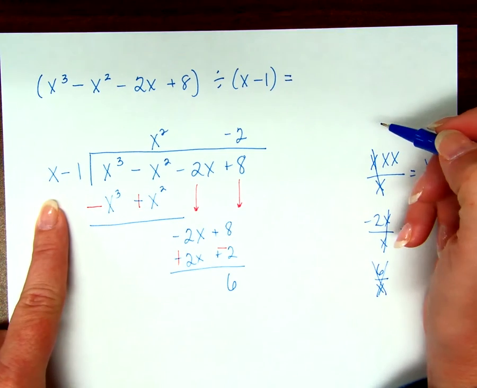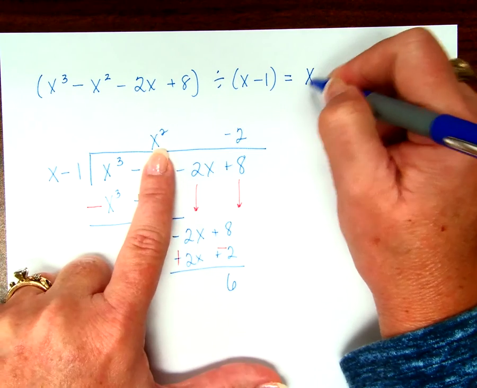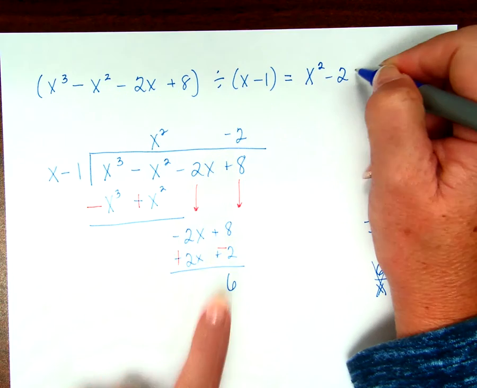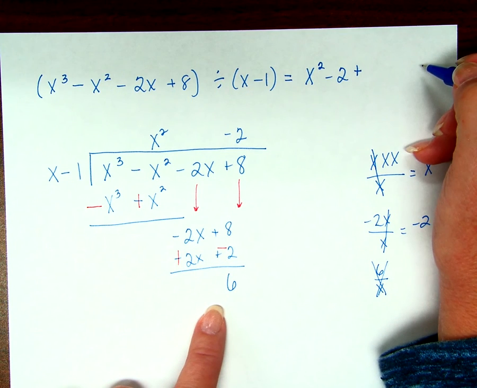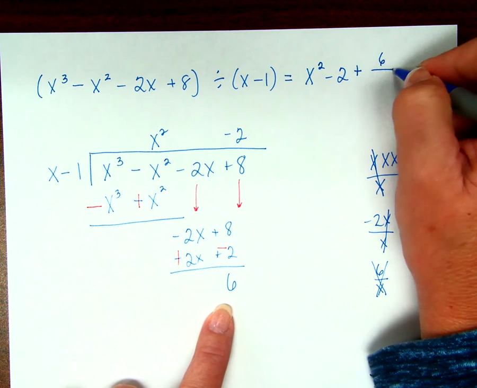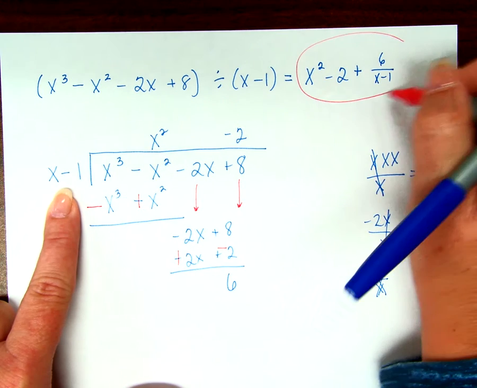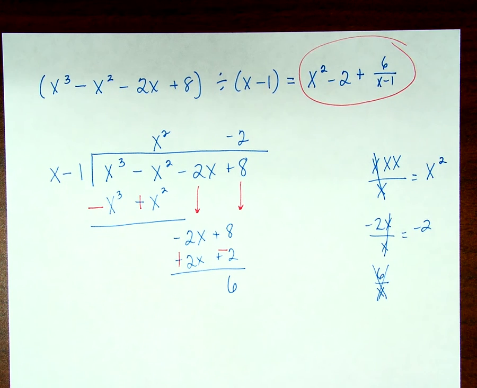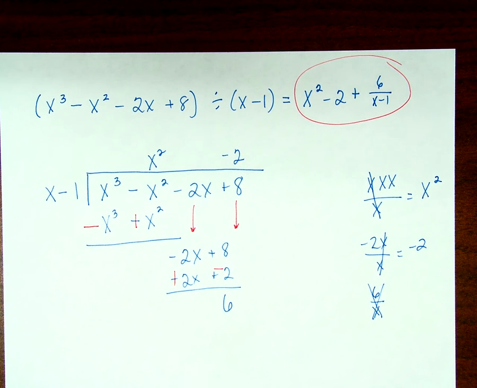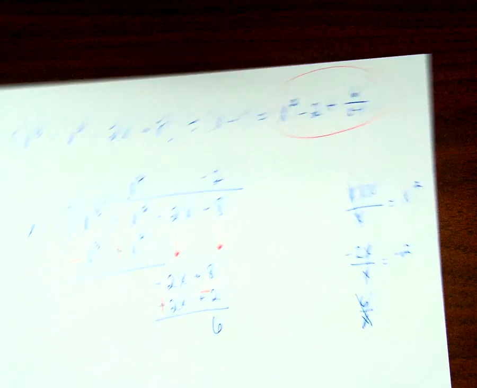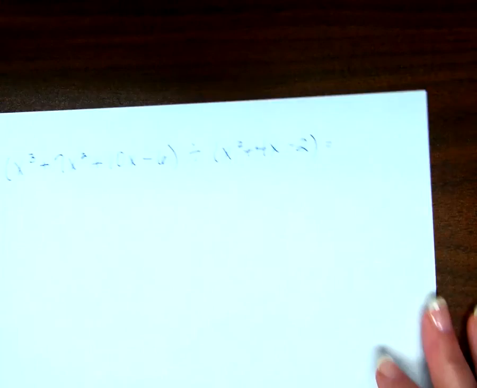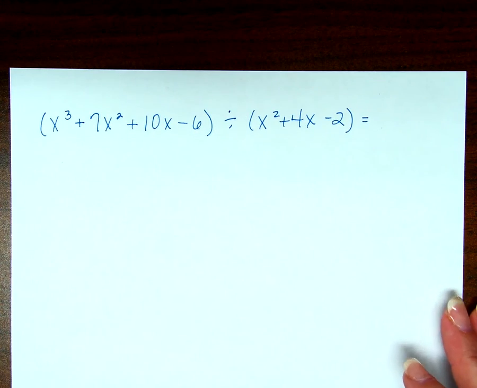So what's my answer? So x squared minus 2 plus what? 6 over x minus 1. Perfect. Got it? Any questions? Can we do another? Okay. Please, that was so polite. Thank you for that. Please, please, let's do another.